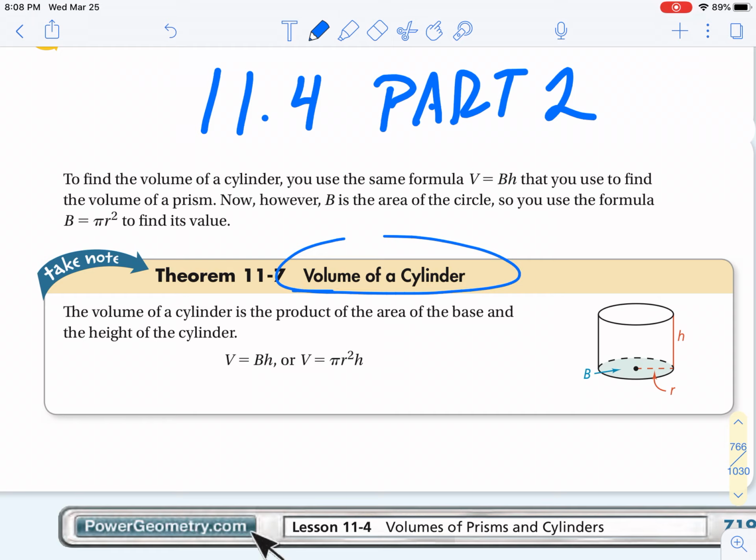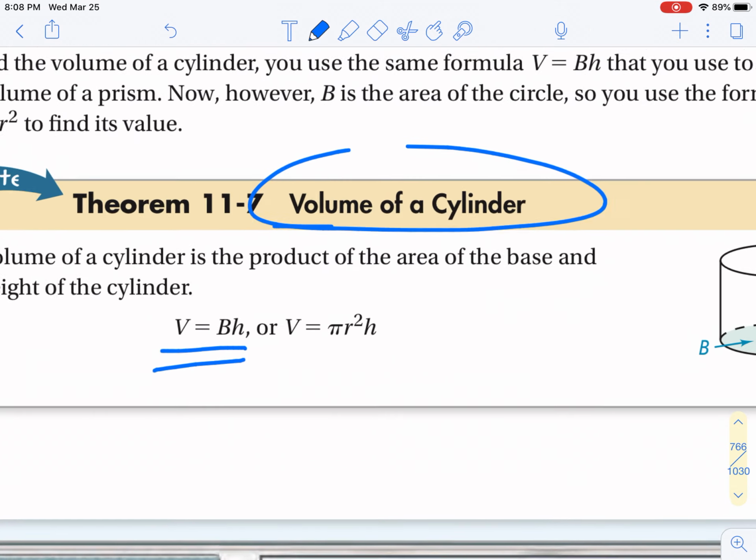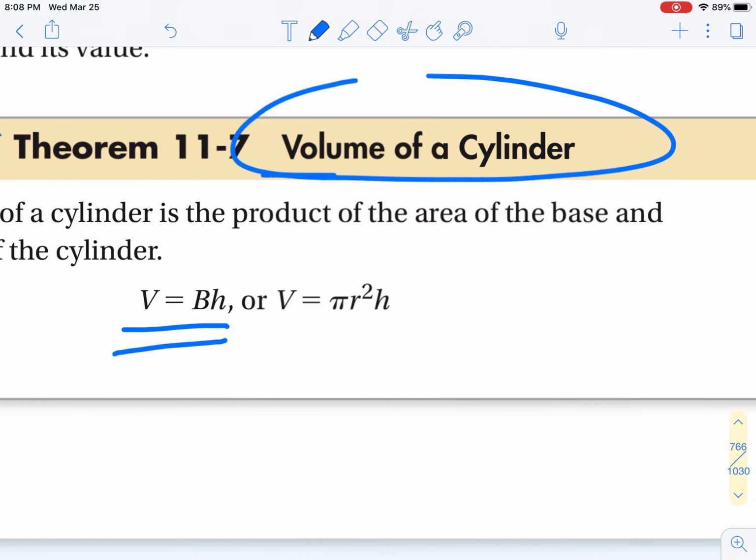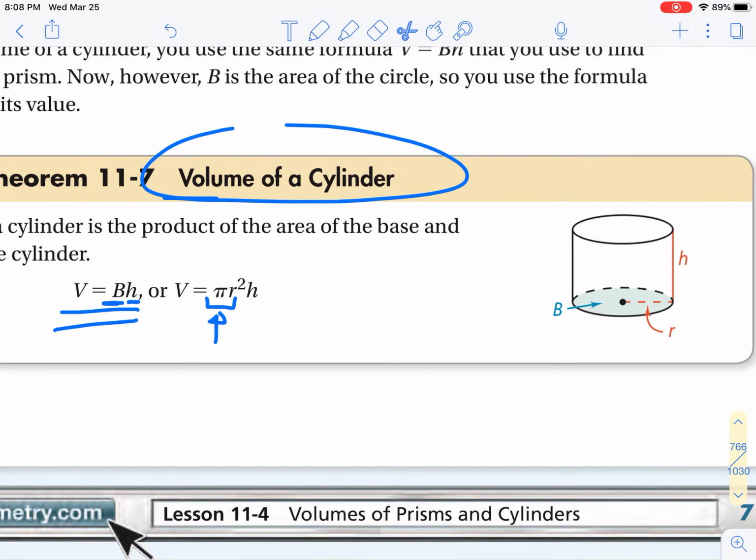Pretty straightforward. As with the prism, the general equation is exactly the same, where you have the volume equaling the big base, or the volume of the base, times the height. However, in this particular case, because it is a cylinder, it'll always be pi r squared, because the base is always going to be a circle. So super simple stuff here.